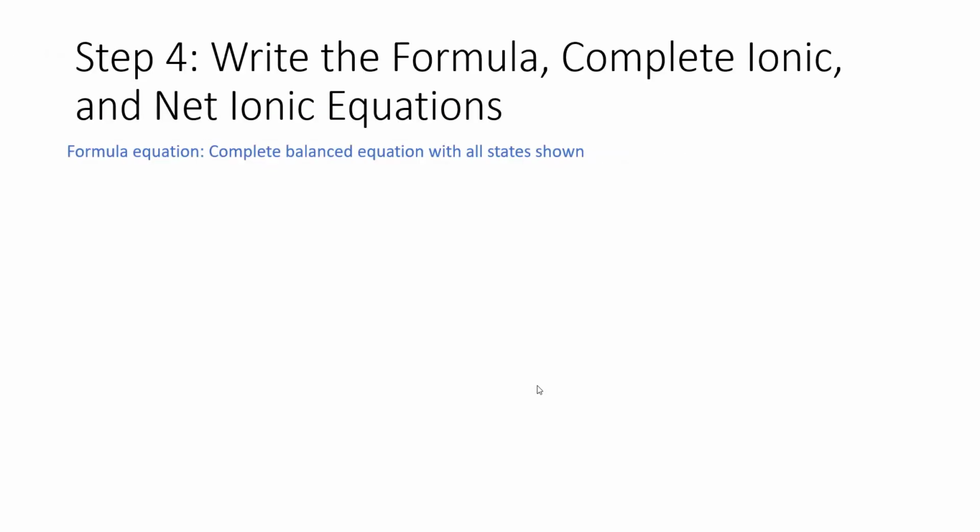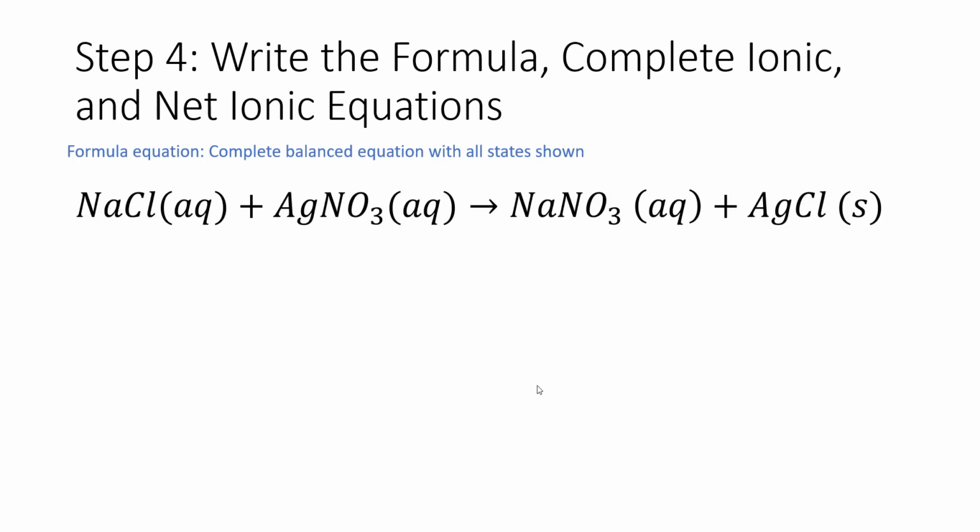So based on these solubility rules, we know that silver chloride is going to be insoluble and it is a solid. So now the final step is we need to learn how to write formula, complete ionic, and net ionic equations. And so for this step, we're going to just simply write the full balanced equation with all states shown. So we have our reactants, and then we have our products, and we have to note that they're aqueous with the exception of silver chloride, and that's our solid. And that's what we're trying to figure out because this is a precipitation reaction.